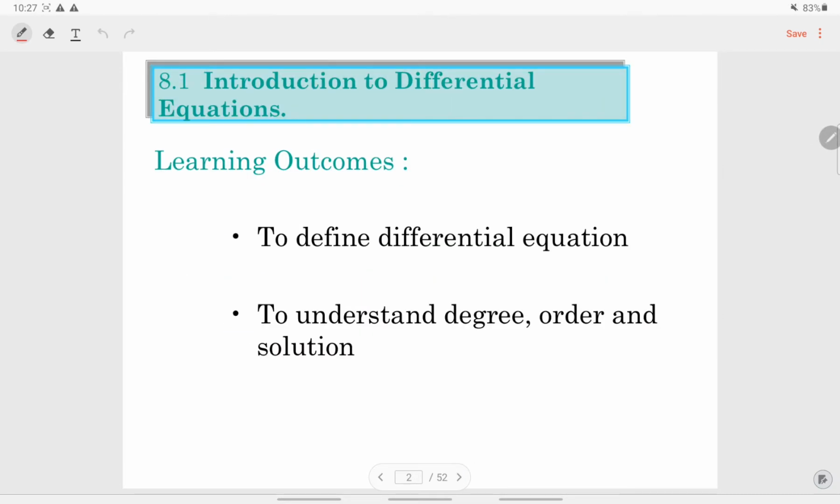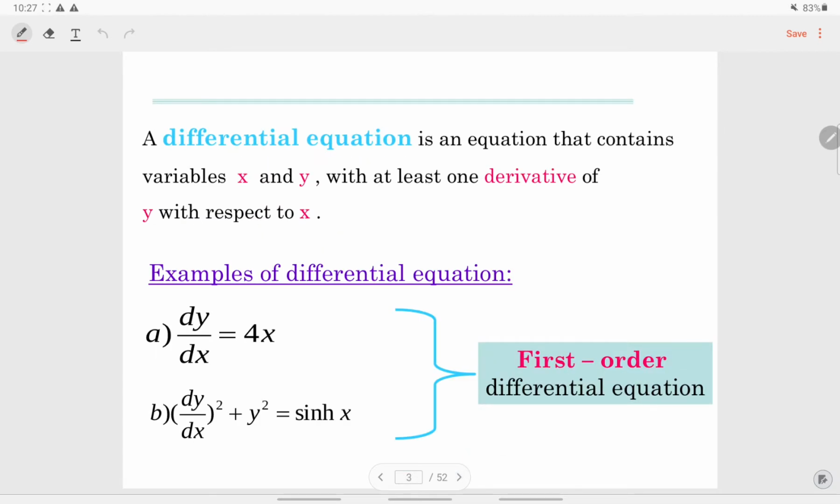The learning outcomes for subtopic 8.1 are to define the differential equation and then to understand the degree, order and solution. Okay, we look at the definition of differential equation. A differential equation is an equation that contains a variable x and y with at least one derivative of y with respect to x, meaning dy over dx.